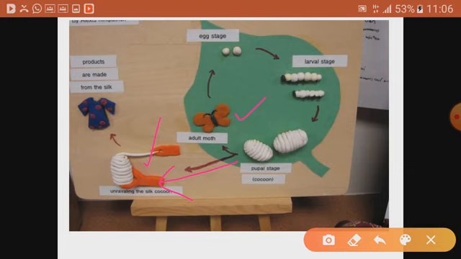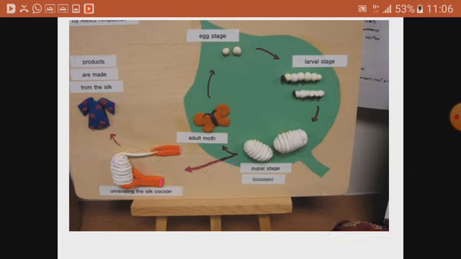And 80% is used for reeling purpose. Reeling means, you can see here, reeling is being done. They are just taking out the silk fiber out of the cocoon. This process is known as reeling, and out of this silk fiber later on the silk will be made and we get the fabric out of the fiber. Okay, so this is the whole life cycle of silk moth.